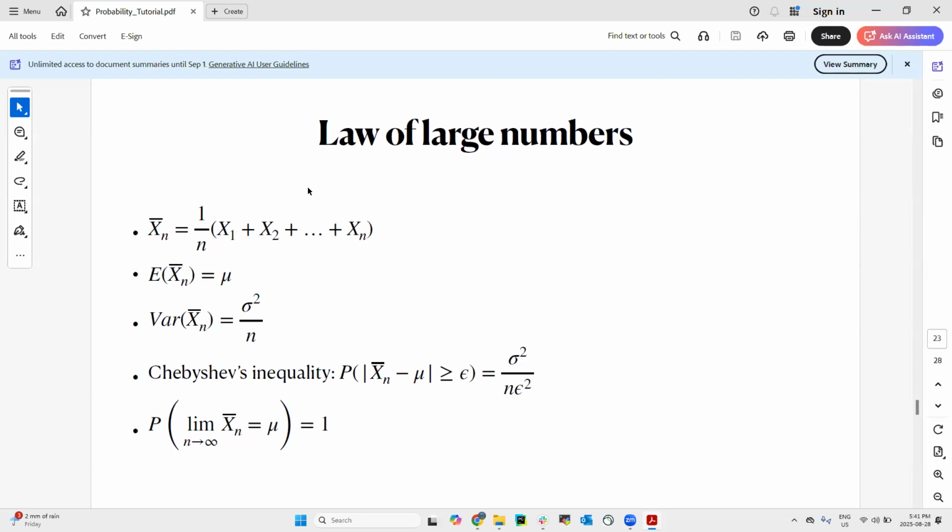I have n samples. So the idea of law of large number is this. If you take large enough samples, their expected value, so essentially it's the expected value of the average, the expected value of x bar of n is going to converge to that actual true mean that I had.